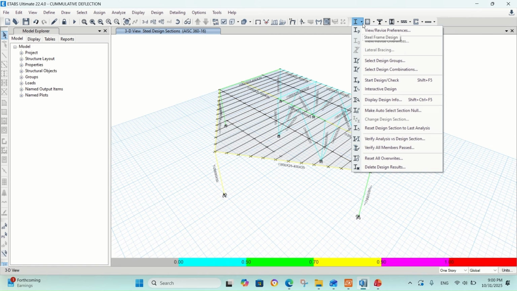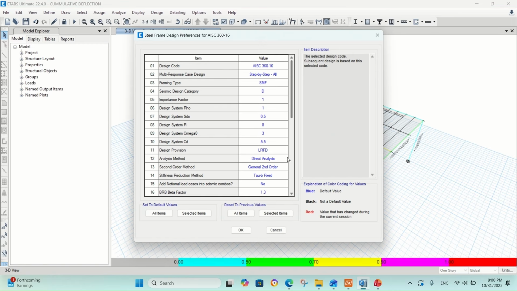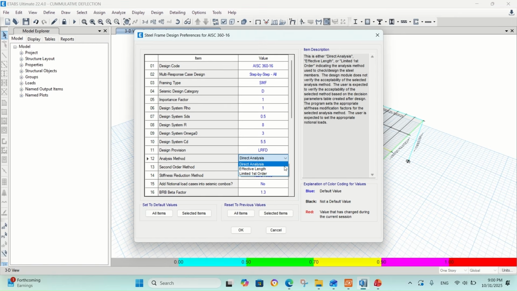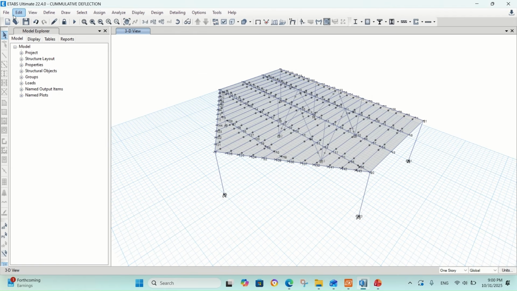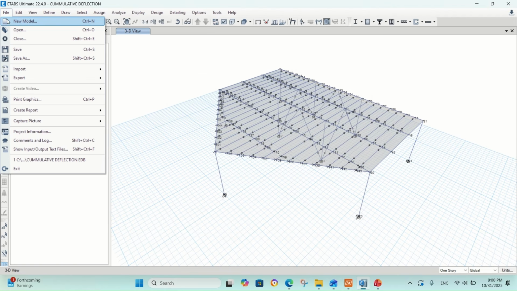So what to do now? We go to the View Revise Preferences and we select Effective Length. We don't need to modify the other parameters. And then we save this model.